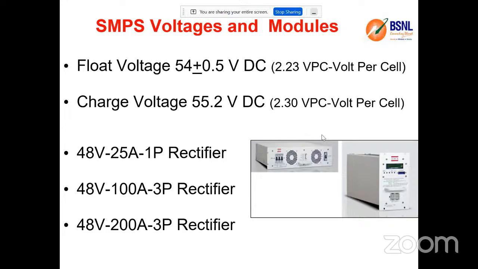But to maintain that 48 volt, because you will know there will be internal loss, internal resistance, an efficiency parameter, and different transmission losses from the battery to the load. So it has been decided to maintain the voltage at 54 plus or minus 0.5. This is the desired voltage for maintaining the batteries.